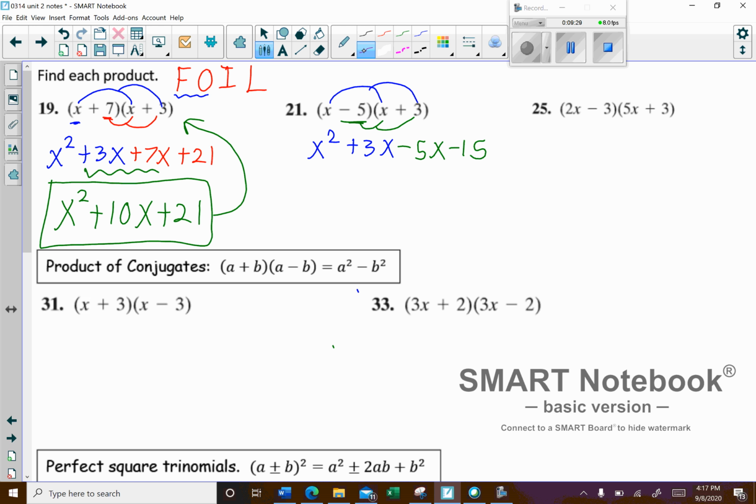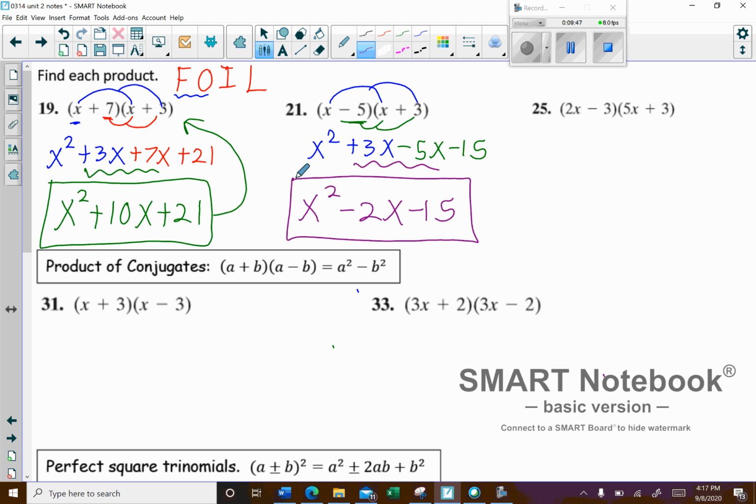And then in the middle, we got those like terms again. Now be careful, one's positive, one's negative. So take the difference, keep the sign of the larger, so minus 2x, and then we got a minus 15 right here. And there we are.